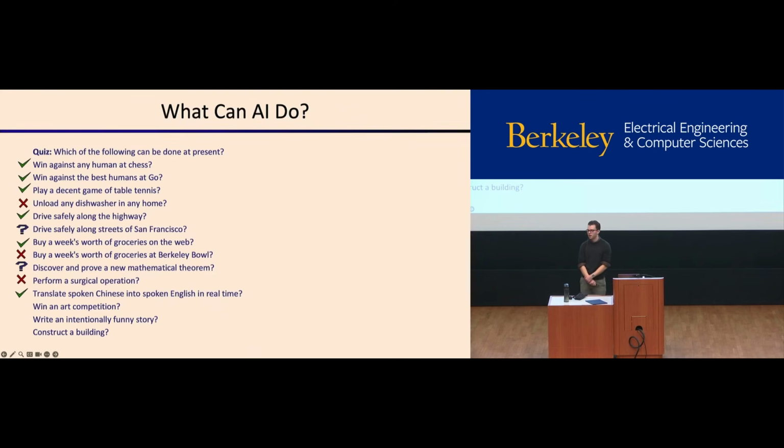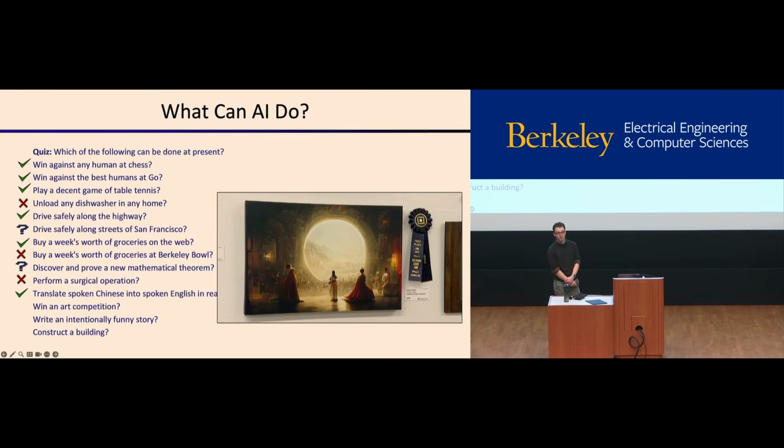What about winning an art competition? Yeah, so maybe some folks know about this. This actually happened. First place in the Colorado State Fair was this picture. Guess who the author was? It was Midjourney. So someone typed in a prompt and made this thing happen. Now, they had to type the prompt in there, right? This thing didn't just invent this glorious picture. But yeah, this can happen now.